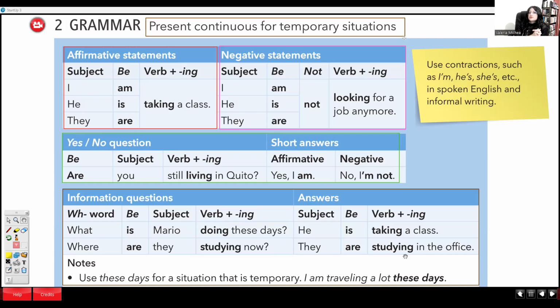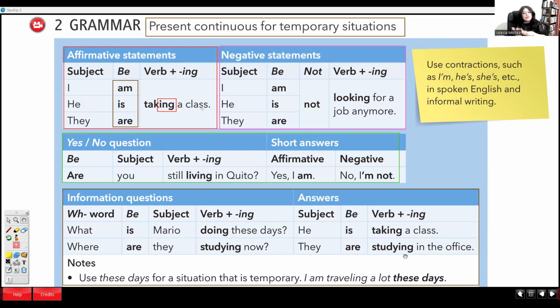What do we need to talk about the present continuous? We always need the verb to be, that's mandatory: am, is, or are. And then it is also mandatory to use an ing form. So I am speaking, you are listening, I am taking classes, I am visiting my family, etc. So it's always verb to be plus ing. I am taking a class, he is taking a class, and they are taking a class.